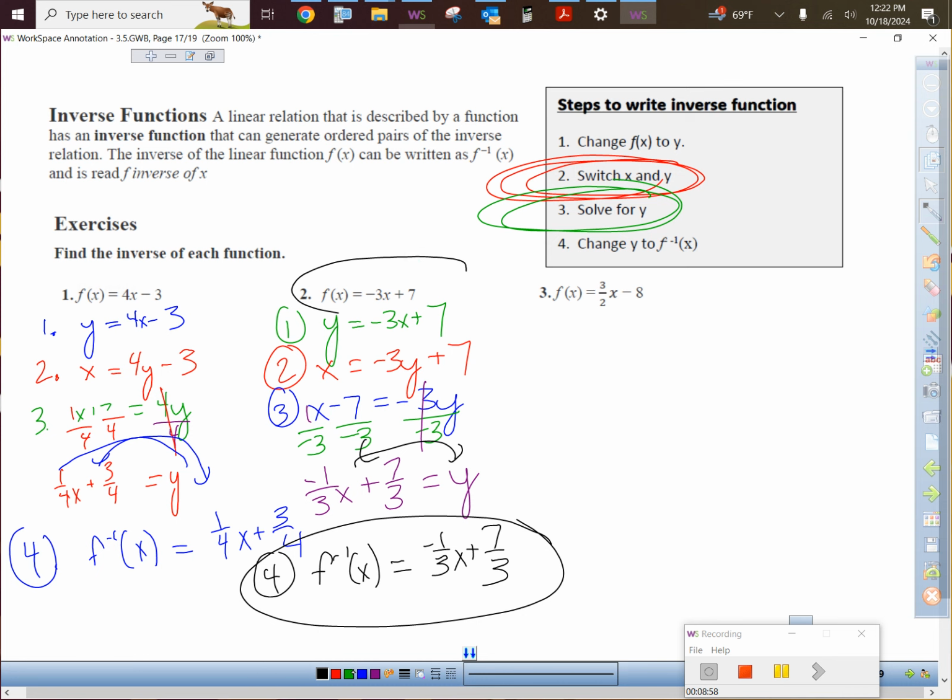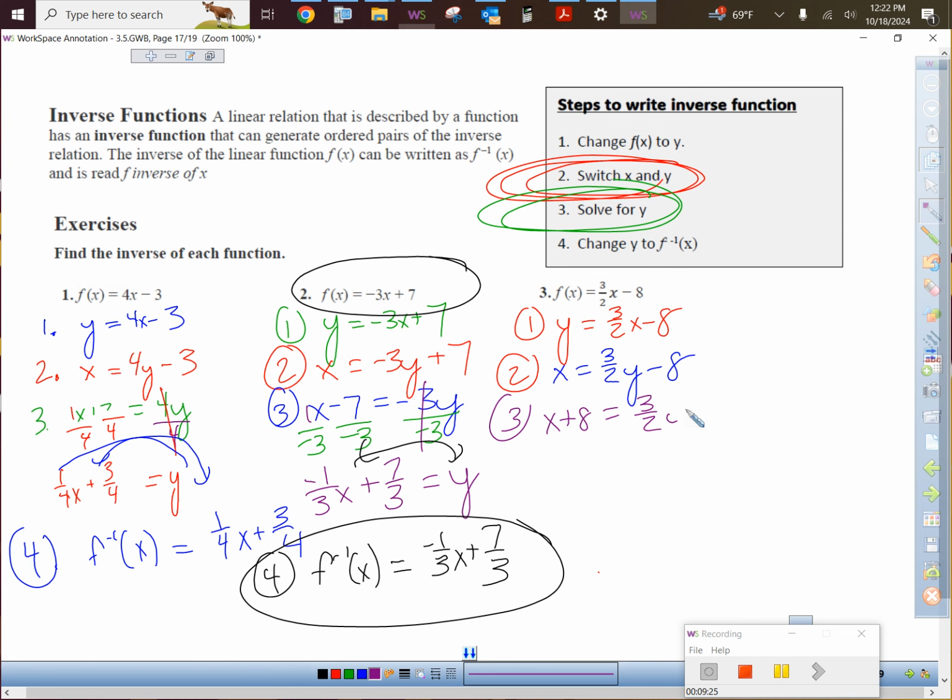So let's try that again. 4-step process. Step 1. Changing that dude to a y. Step 2, switch x and y around. Step 3, solve for y. So I'm going to add 8 over.